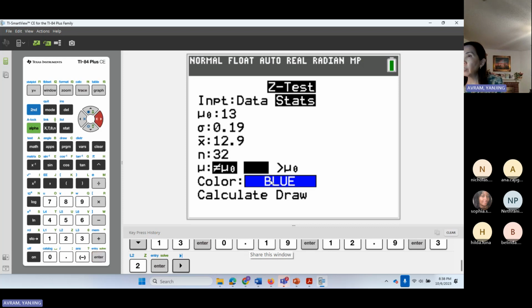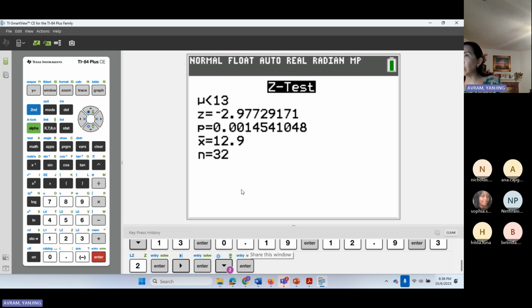Then we have to specify what kind of test we have. From the alternative hypothesis, we know this is a left tail test. Left tail is less than. Then we go ahead and calculate. When you calculate, it gives you the z value, or the z score, and as a bonus it also gives you the p value right here. We have a negative 2.98 when you round to 2 decimal places.